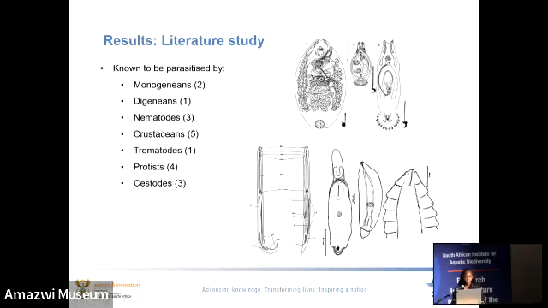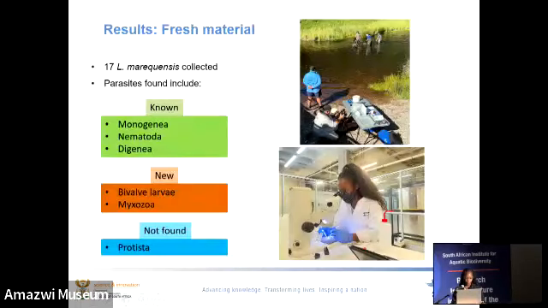According to literature, L. marequensis is known to be parasitized by monogeneans, digeneans, nematodes, crustaceans, trematodes, protists, and cestodes. 17 L. marequensis were collected, and the known parasites found during the present-day study include monogenea, nematoda, and digenea. Additionally, bivalve larvae and myxozoans were recorded for the first time parasitizing L. marequensis. Unfortunately, we could not find protists in the study.